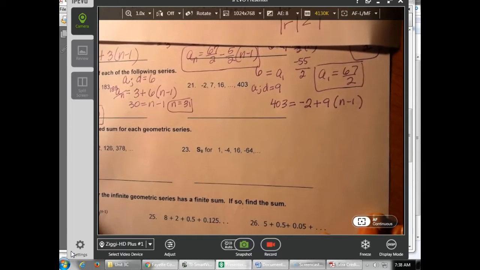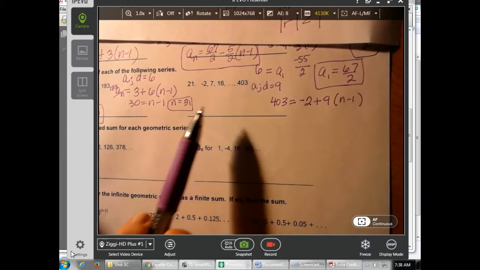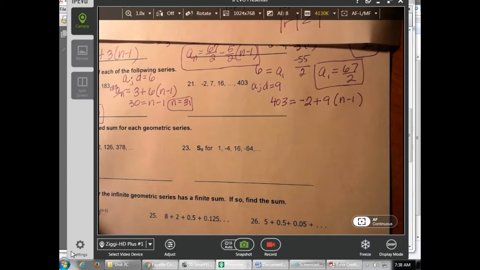Okay, now what I would suggest, since you've already seen number 20, I would say pause the video and you try to solve this from here and come back in just a second and check your work.